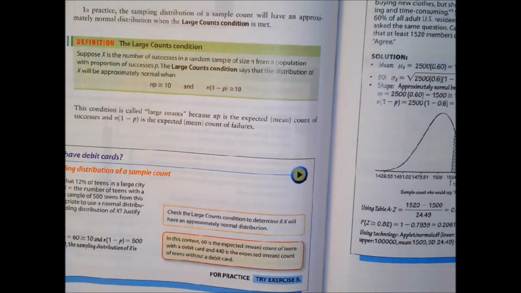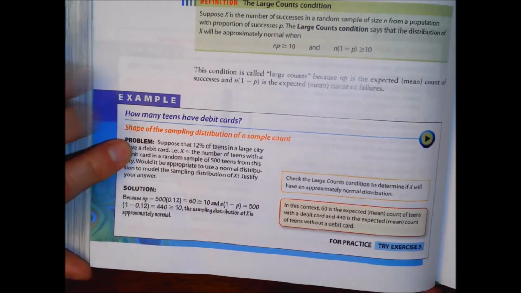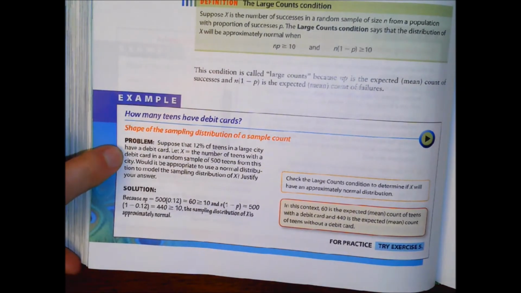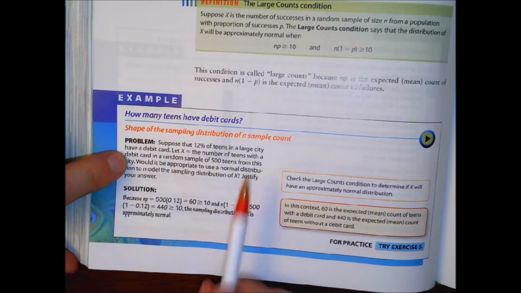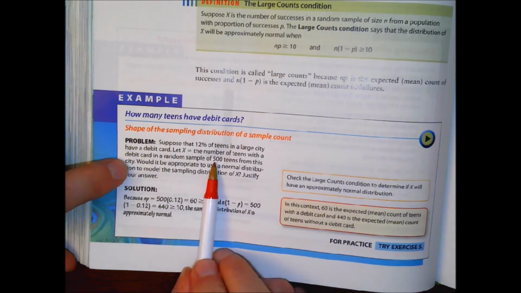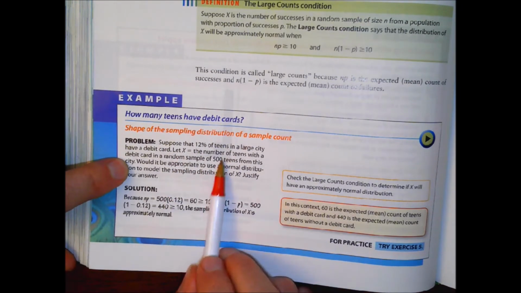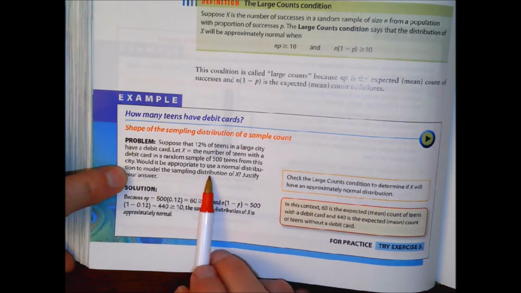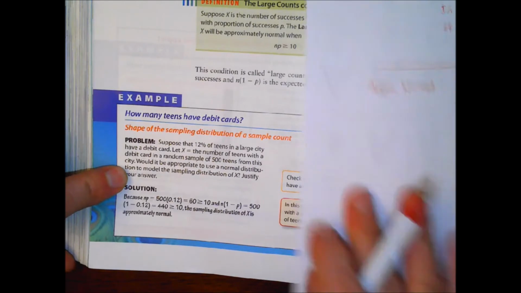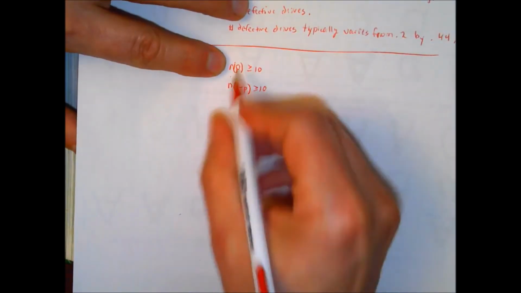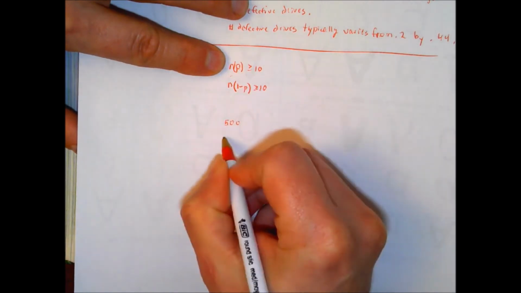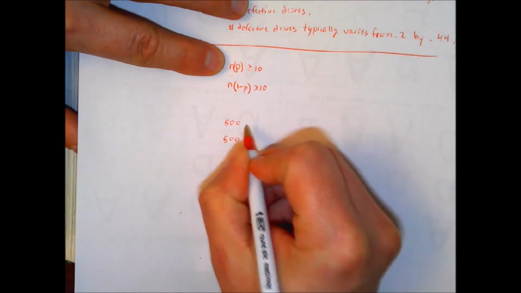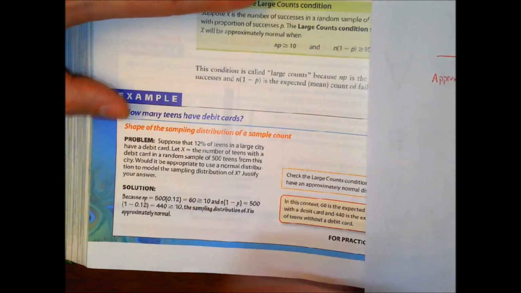Suppose that 12% of teens in a large city have a credit card. X is the number of teens with a credit card in a sample of 500 teens. So I'm going to take a sample of 500 teens. Would it be appropriate to use a normal distribution? In this particular problem, I have to test this, right? So our n is 500. There's 500 teens. And the probability they have a credit card was 12%.